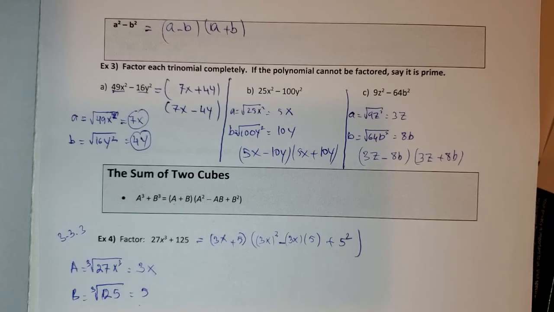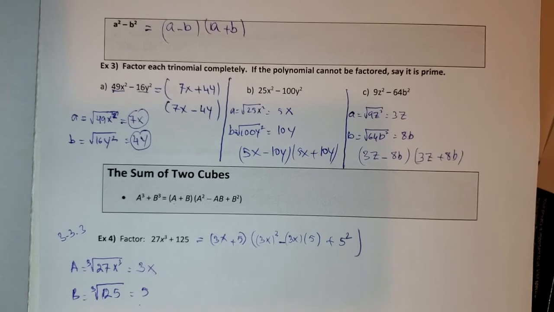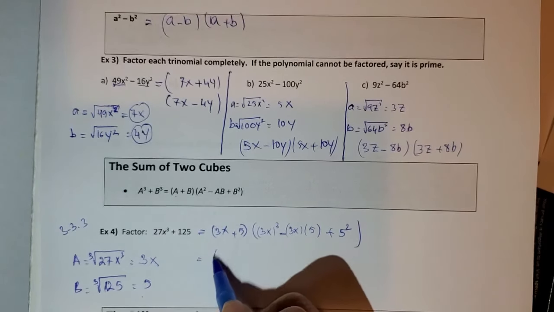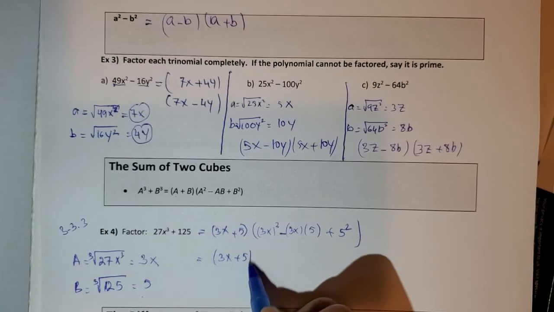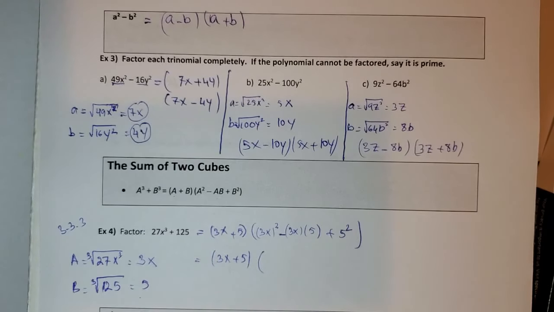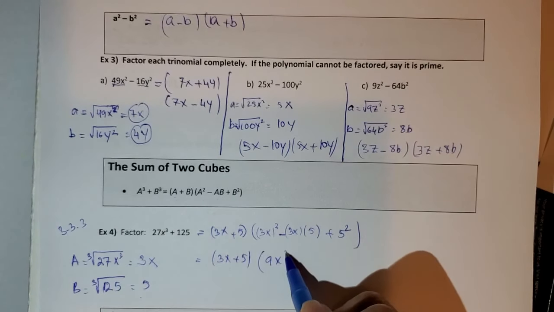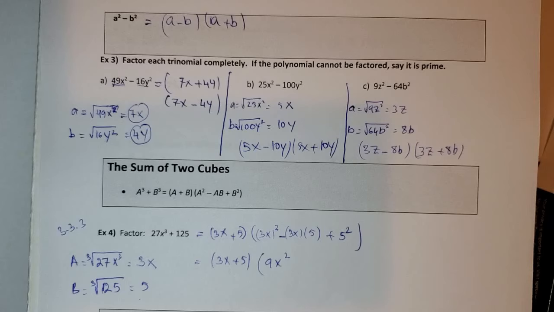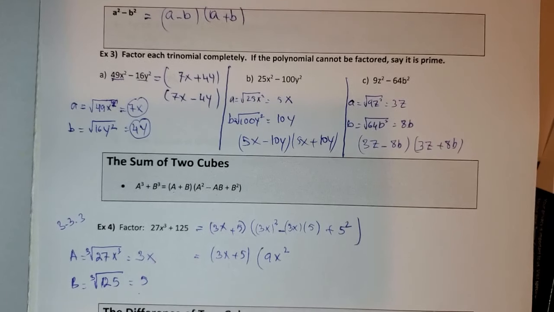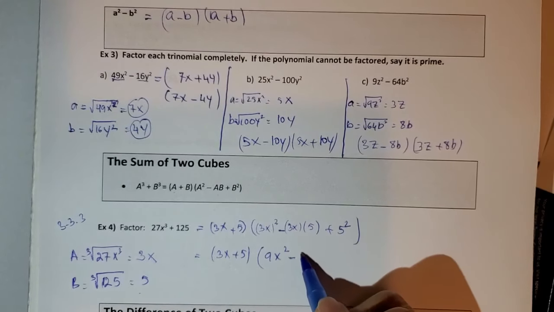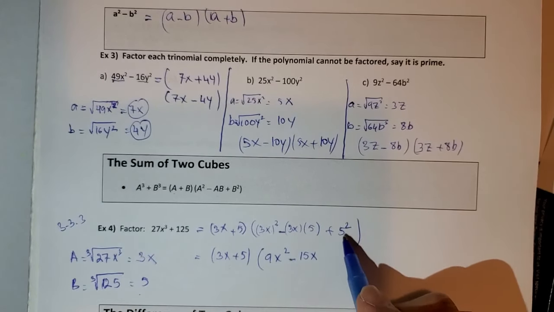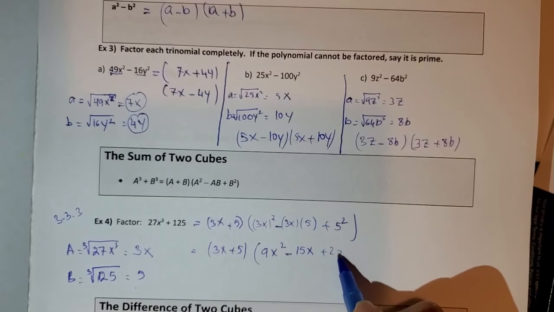Now let's finish this one. I have 3x plus 5 here, and all I have to do is finish inside the parenthesis. So 3x square means 3x times 3x, which is 9x square. Now all I have to do is multiply this together. That should give me negative 15x. And 5 square, which is 25. Here we go.